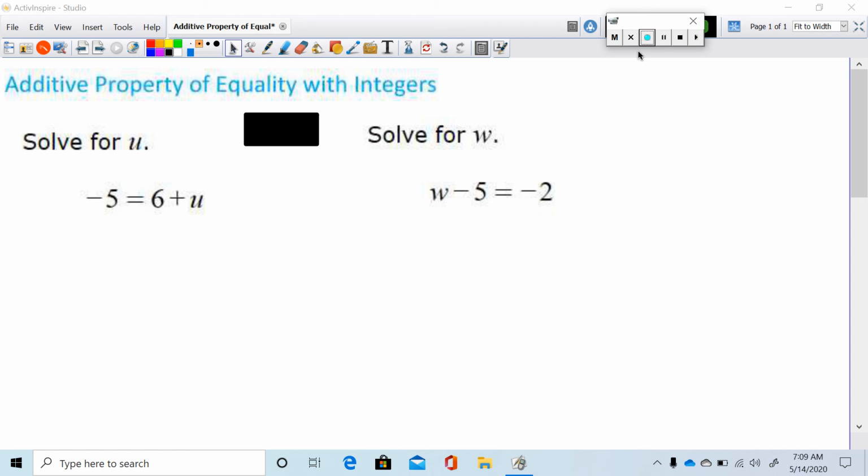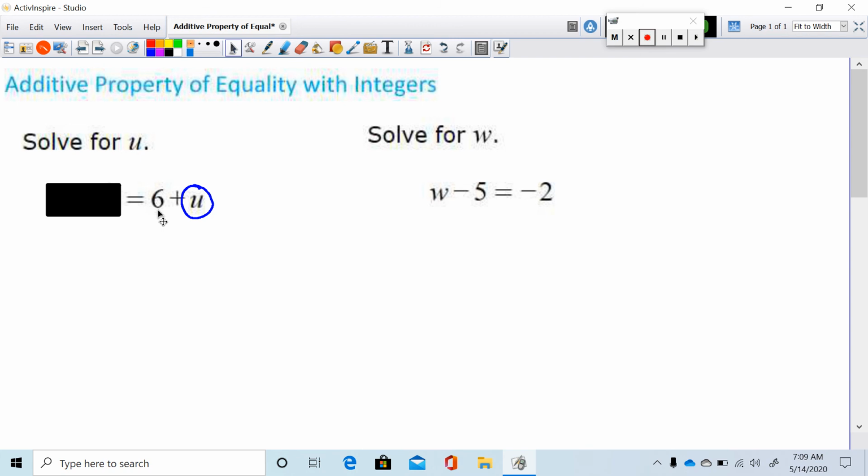Okay, when you're using the additive property for integers to solve equations, they're going to tell you what variable to solve for. So I'm solving for u. I usually circle that to start out so I can see what I'm doing. Now, everything that's on that side of the equal sign is what you're interested in. So the other side of the equal sign, we're not interested in that right this minute. Your goal is to get u by itself. So you have to get rid of everything that's with it.